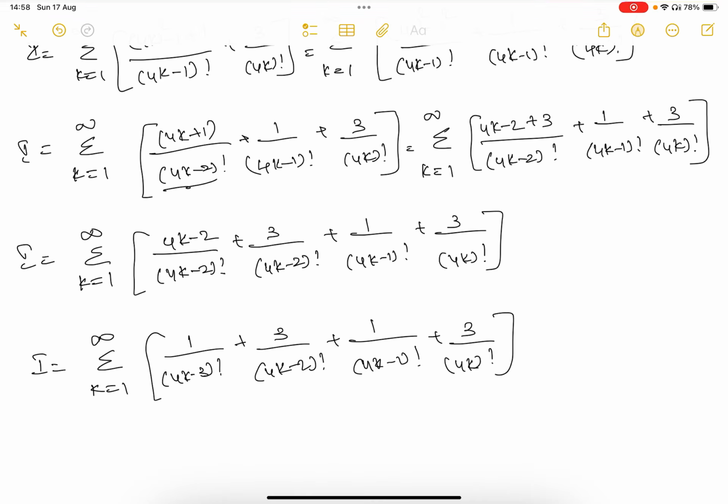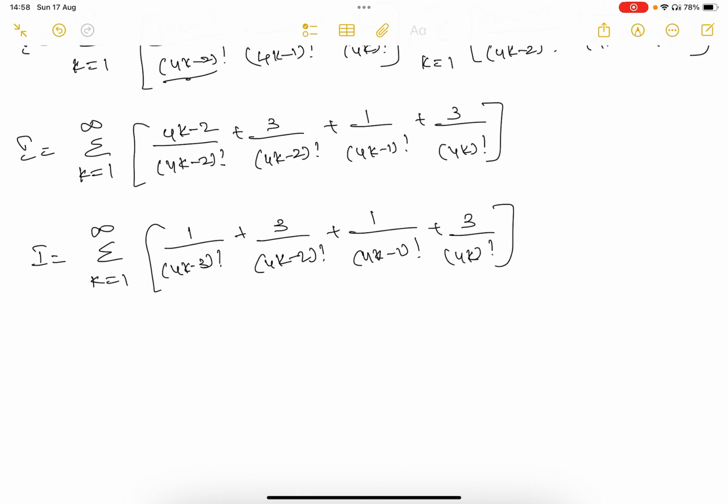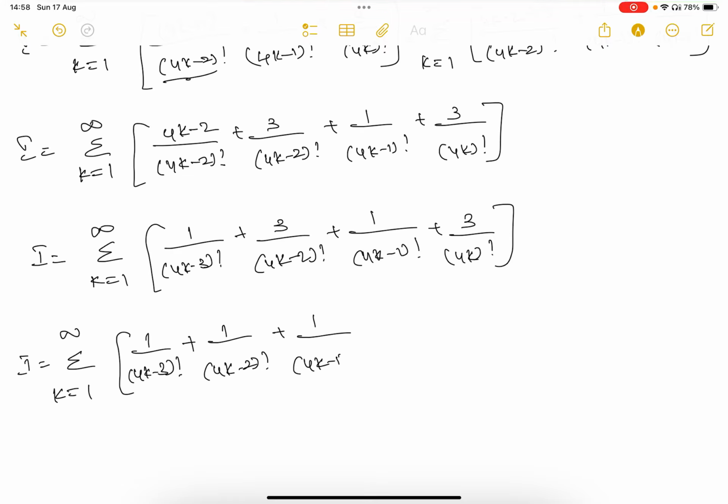So let's do one thing. In the numerator there is 1, right, for 2 terms, and 3 is for 2 terms. So let's split it as summation k equal to 1 to infinity, 1 by (4k minus 3)! plus 1 by (4k minus 2)! plus 1 by (4k minus 1)! plus 1 by (4k)!.